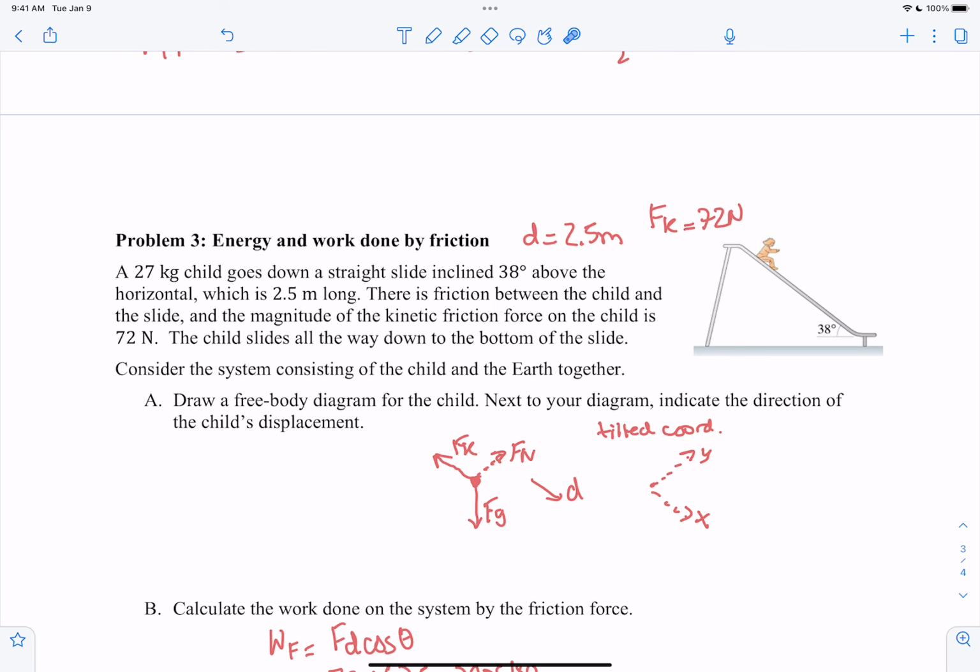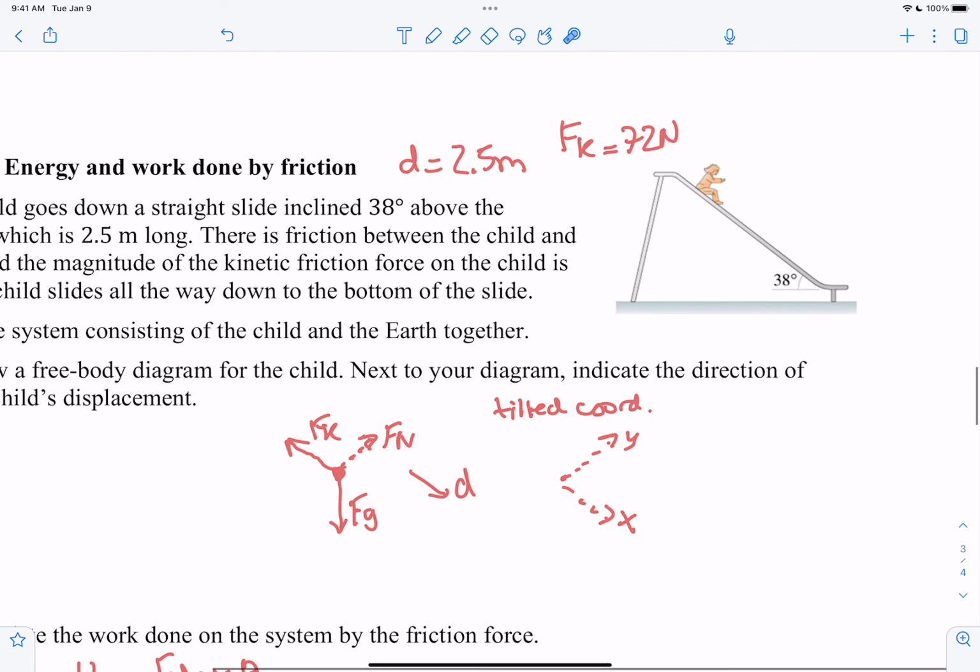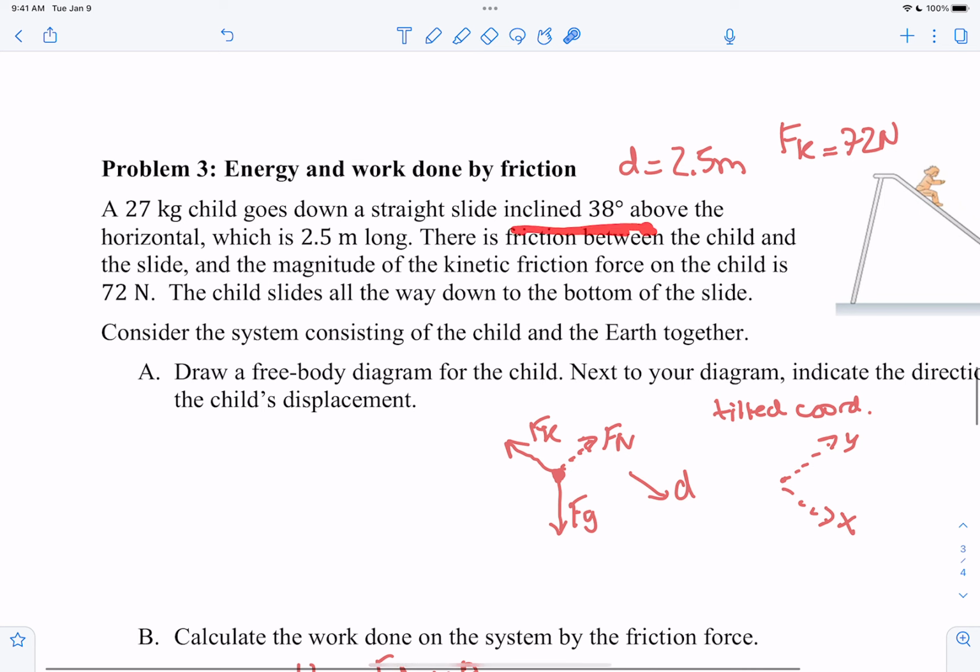Yeah, no, you can figure out the height later, though, using what you said, Pythagorean theorem and stuff, or at least trigonometric functions. That's what I mean. Because if this thing is 2.5 and you have this angle here, you can get the height using trigonometric functions. They're just saying here that 38 degrees above the horizontal, and then the straight slide is 2.5 meters long.